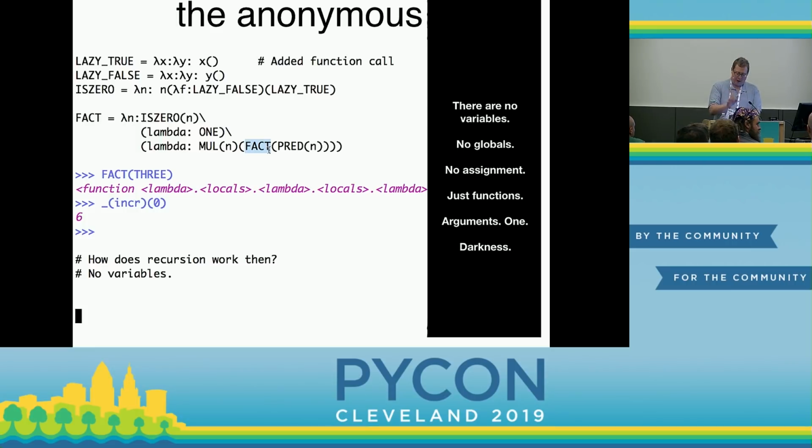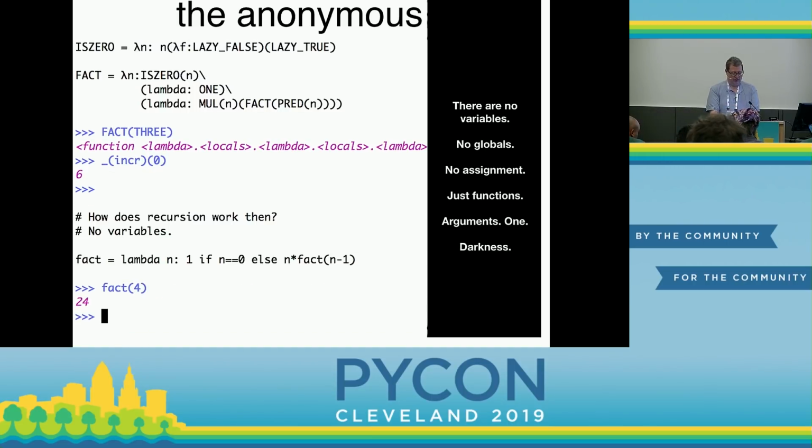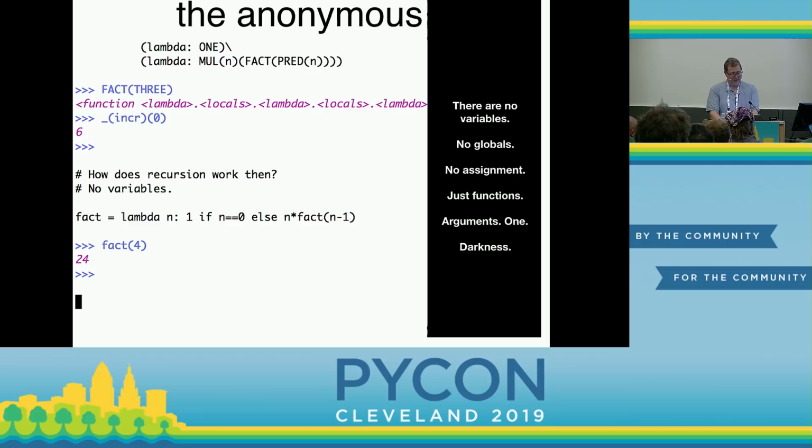I want to do this in Python for a second. Let's say you had a factorial function in Python. We're going to do it with lambda here, lambda n, in the shorter way: 1 if n equals 0, else n times fact(n minus 1). Let's make sure that it works. Okay, fact 4 is 24.